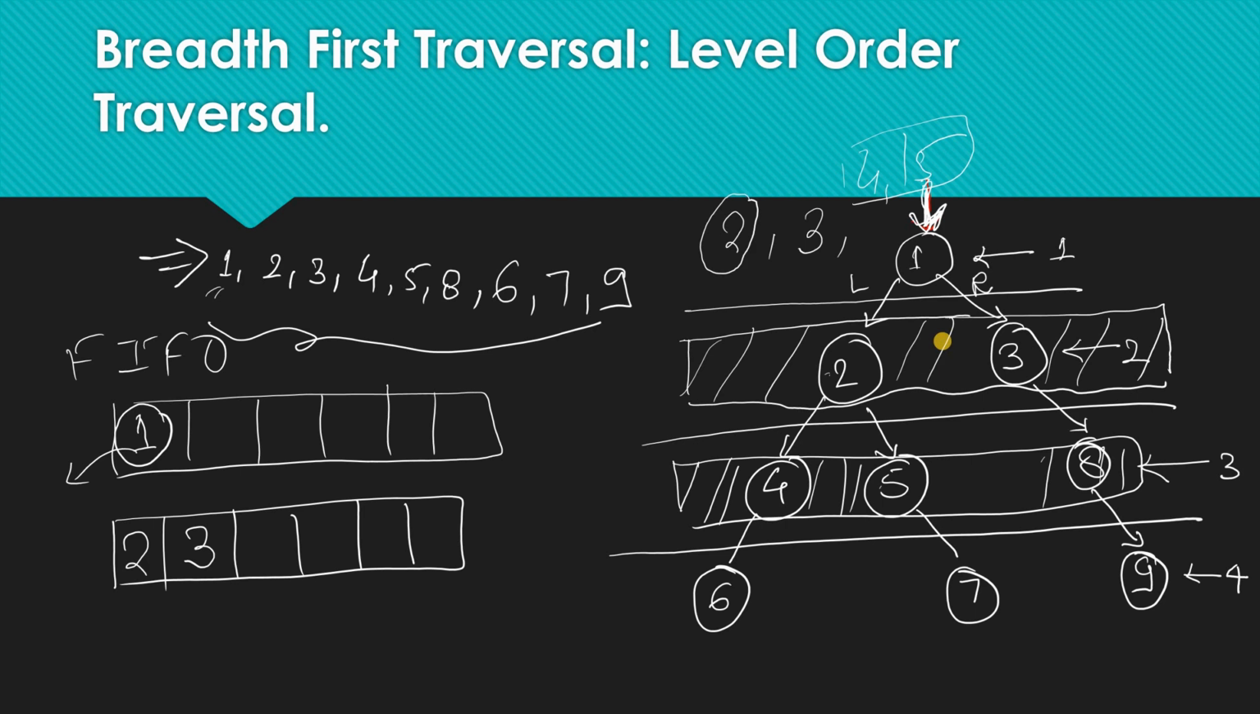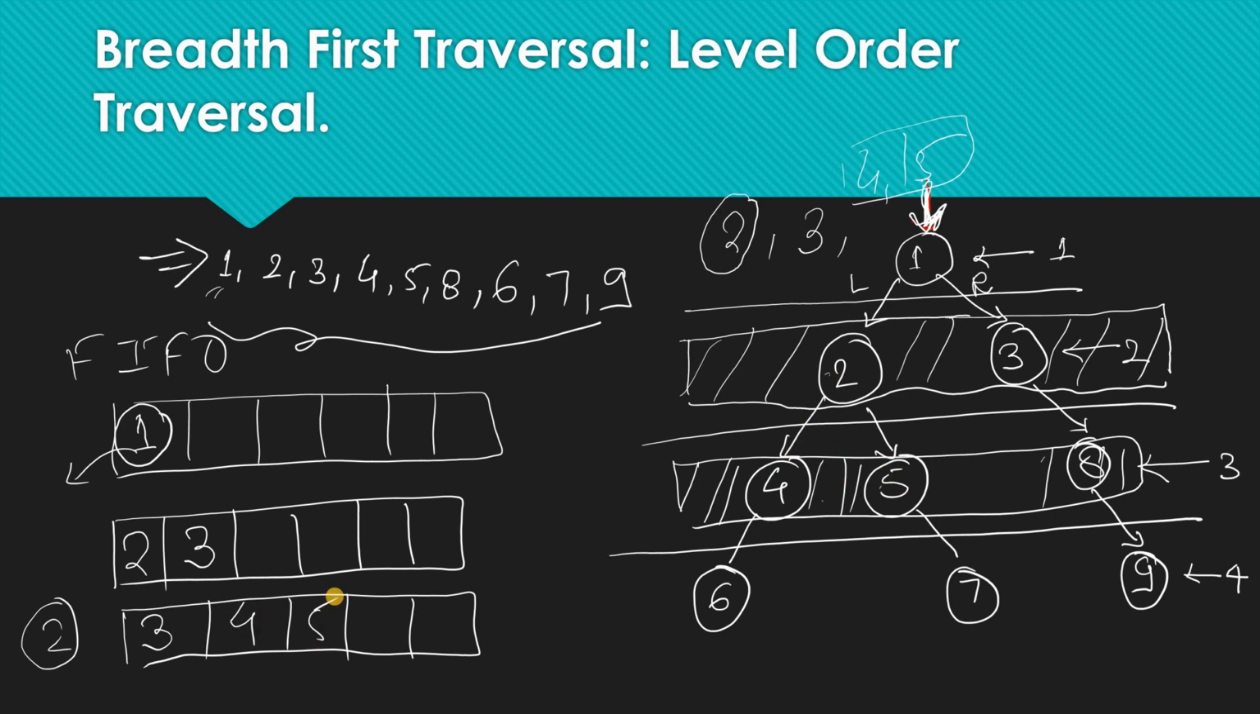Okay, now after this what we'll do, we'll take again the element which is at the start of the queue, or which is at the front of the queue, which is 2. So we'll take 2 out and we'll put the children of the 2 into the queue, right? So 3 will be there, and then we'll put the children of 2, which are 4 and 5, right?